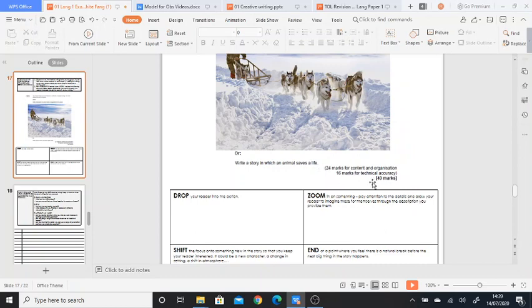Now it says you get 24 marks for content and organization, which is all about your ideas, the way you structure things, the way you use paragraphs, and how interesting you can make the story. And you get 16 marks for technical accuracy. That's spelling, punctuation, and grammar. So that's all about making sure you're writing accurately, spelling well, and using the best words that you can.